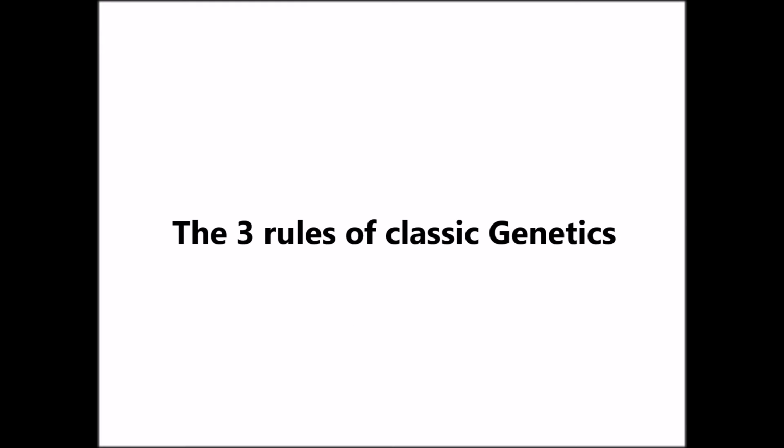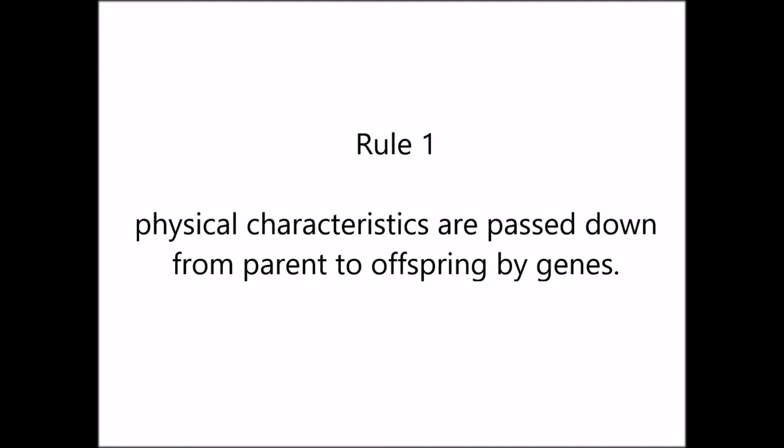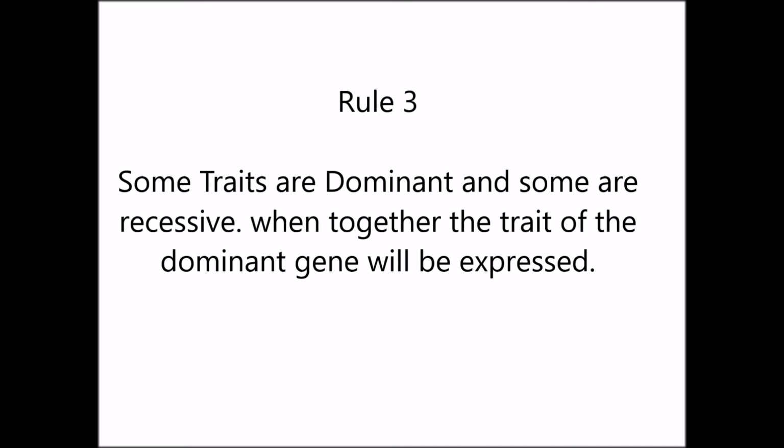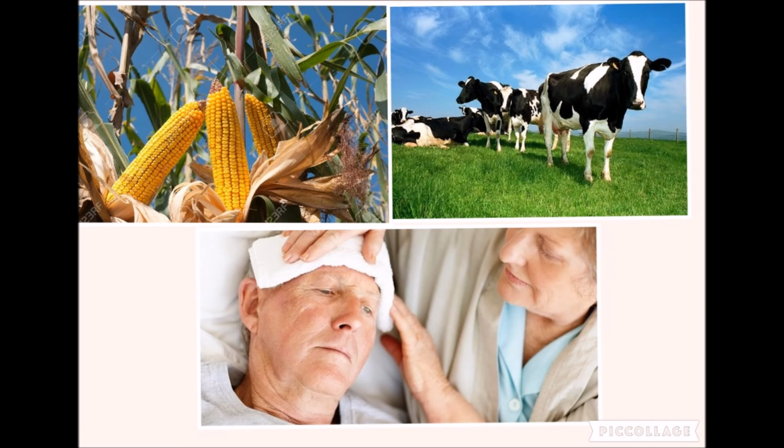Based off of what we know, we can now know the 3 rules of classical genetics. Rule 1. Physical characteristics or traits are passed from parents to offspring by some unknown mechanism. Rule 2. Each offspring has 2 genes for each trait, 1 gene from each parent. And Rule 3. Some genes are dominant and some are recessive. When present together, the trait of the dominant gene will be expressed over the trait of the recessive gene.